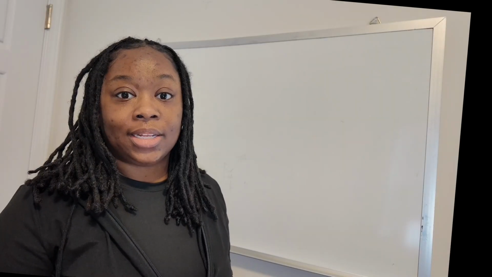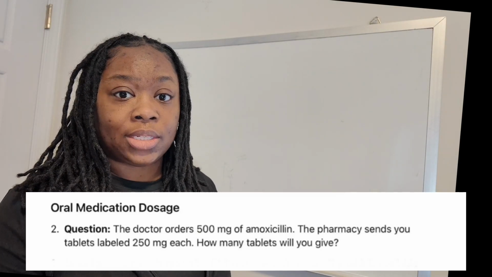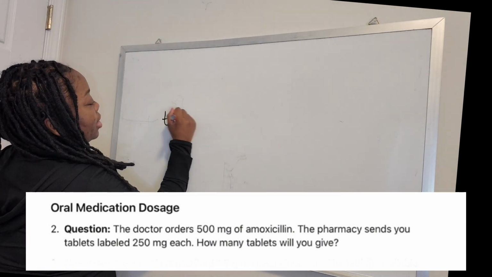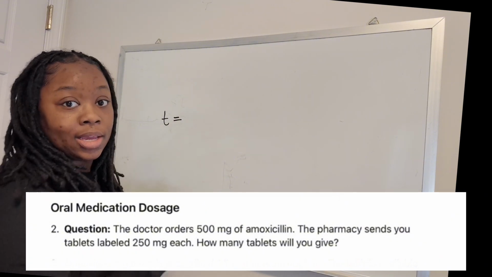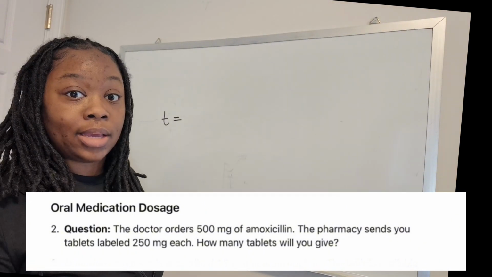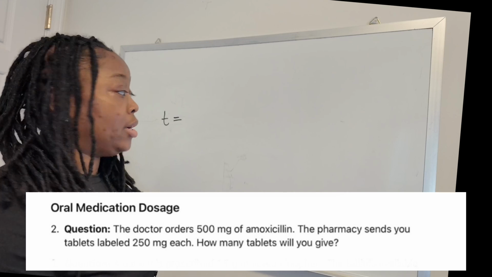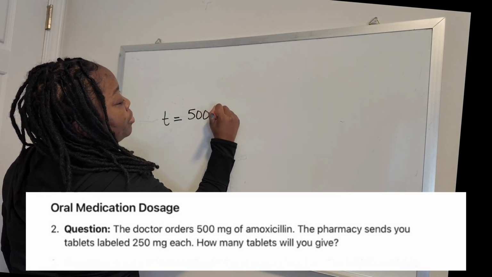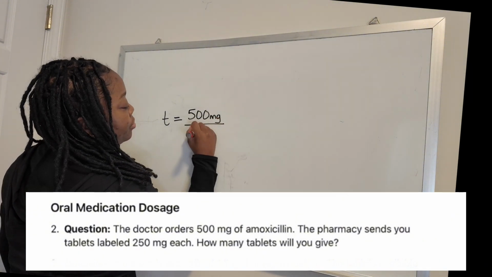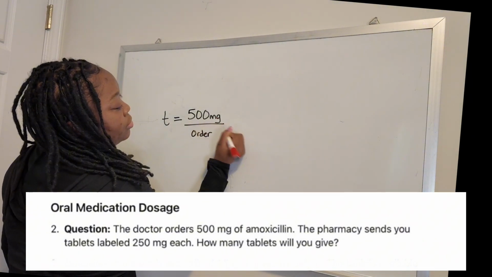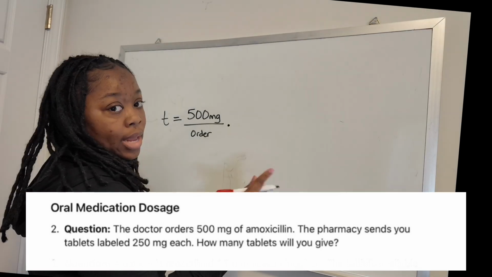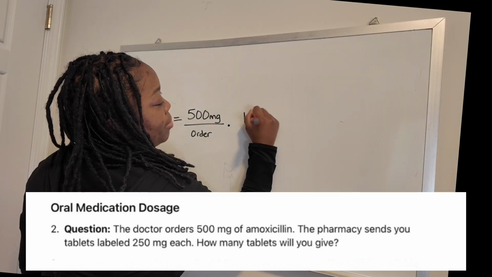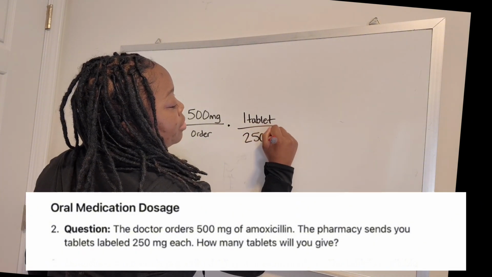Okay, so first I like to look at what is the question asking me. This question is asking how many tablets will you give? So I go ahead and I write a T on the side just as a reminder that in the end I'm looking for tablets. Then I look at what did the doctor order. Here the doctor ordered 500 milligrams. So I'm going to put 500 milligrams per order. Then you're going to look at what we have on hand. On hand, we have 250 milligram tablets. So I'm going to put that one tablet is 250 milligrams.